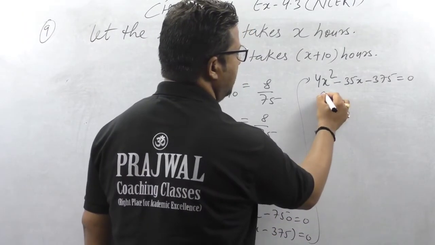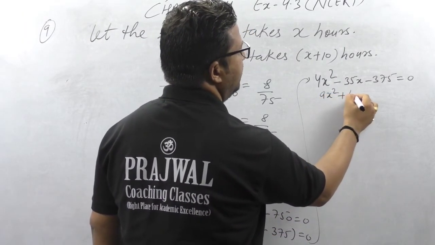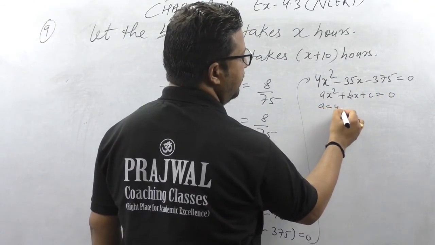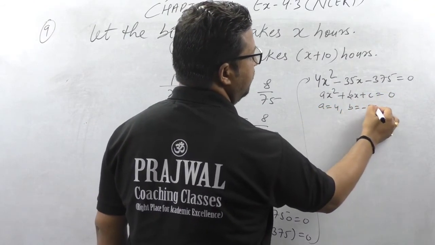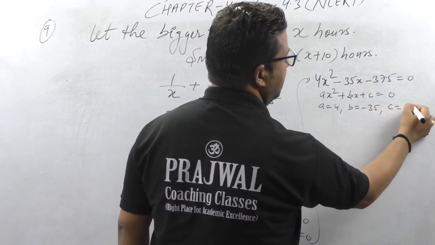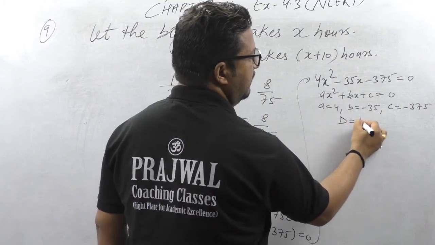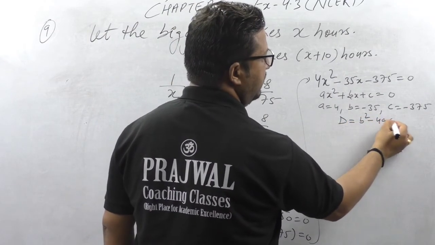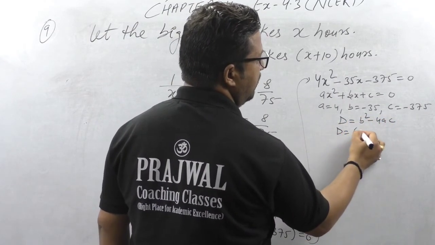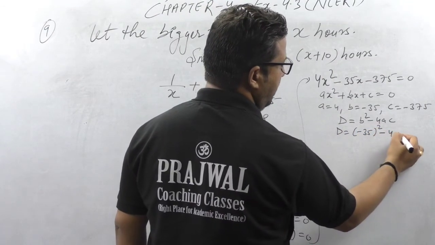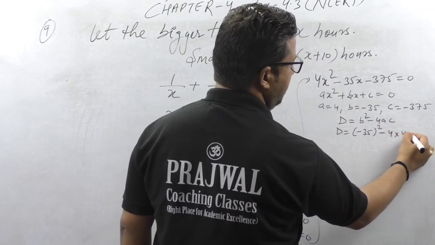The Sridharacharya formula is for ax² + bx + c = 0. So what is the a value? 4. What is the b value? −35. And the c value? −375. So we first calculate D. The D value is b² − 4ac. So here we take the square of −35, minus 4ac. What is a? 4, and c is also −375.